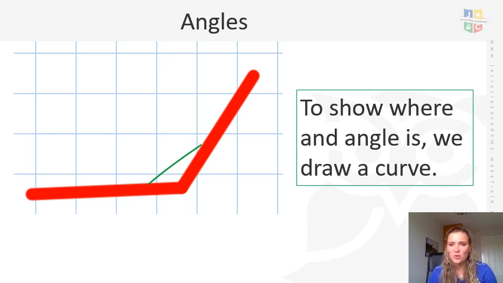So to show an angle, we draw a curve. We draw a curve to show where the angle could be, and this is just an example. This shows an angle because two lines are meeting at a point, and the angle is the part, the distance between the two lines.